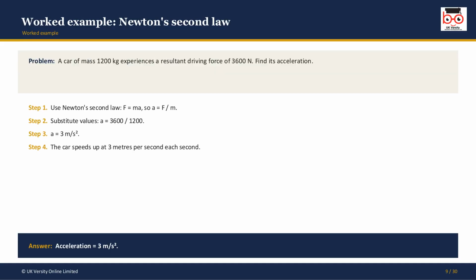Let's apply the second law. A car of mass 1,200 kilograms feels a resultant driving force of 3,600 newtons, and we want its acceleration. Since force equals mass times acceleration, the acceleration is force divided by mass, so 3,600 divided by 1,200, which is 3 meters per second squared. In plain terms, the car gains 3 meters per second of speed every second.